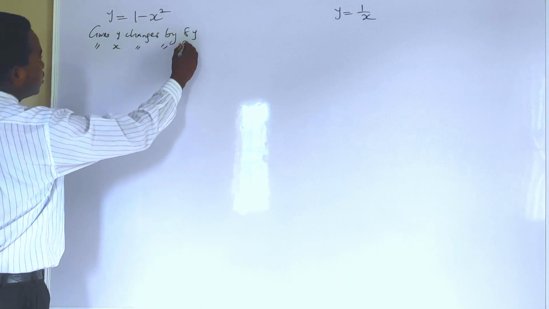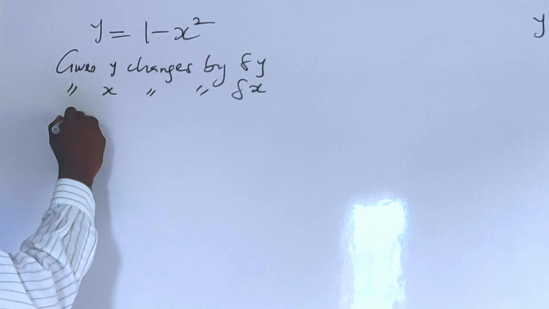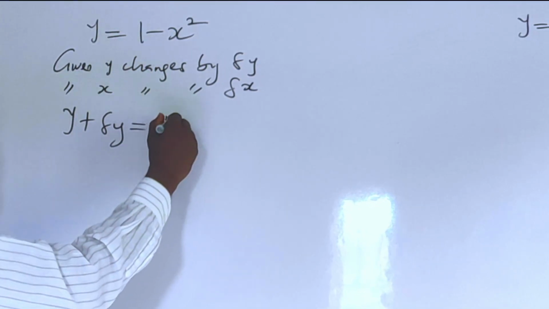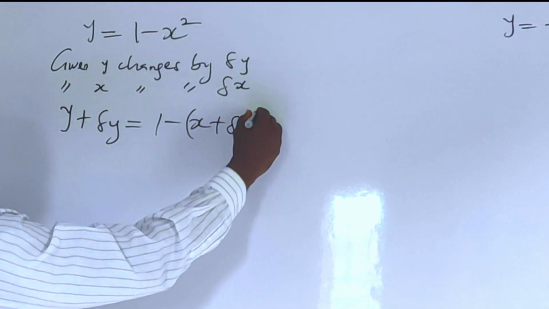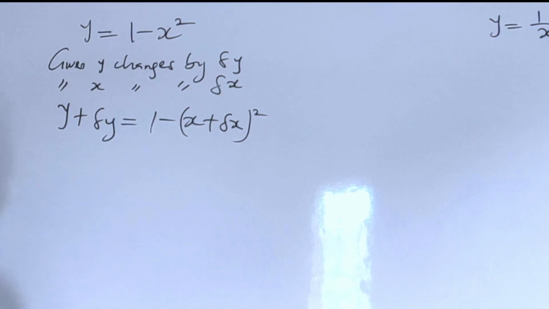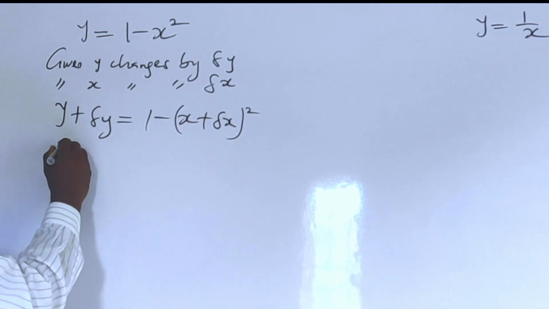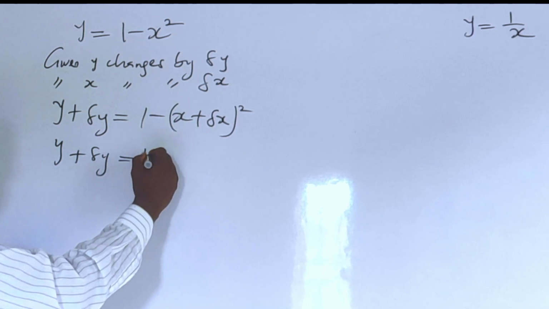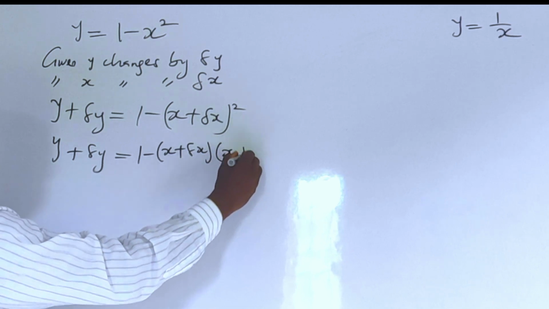So I am going to be walking you through the process of obtaining the derivative from the first principle. We are not going to be using the formula, okay? So we are going to have y plus delta y, okay? Then on the other side, you introduce delta x. Anywhere you see x, so you have 1 minus x plus delta x. So graphically, that is going to be the tangent.